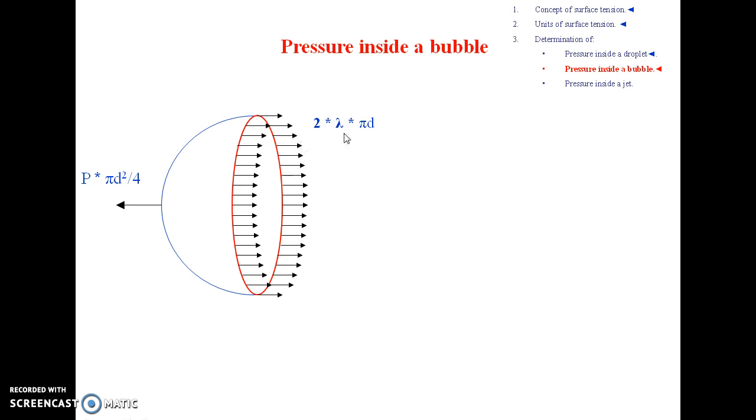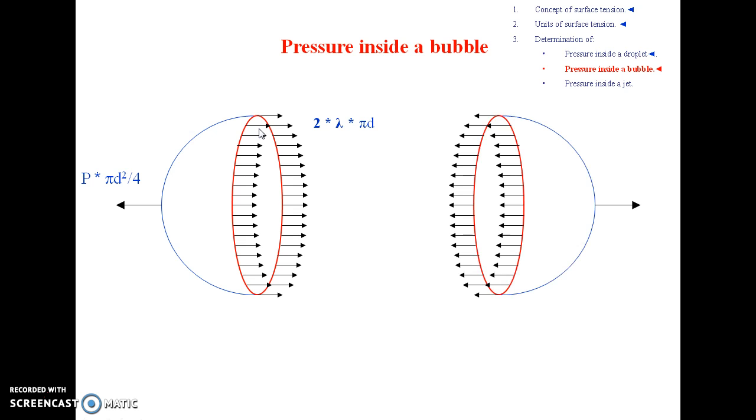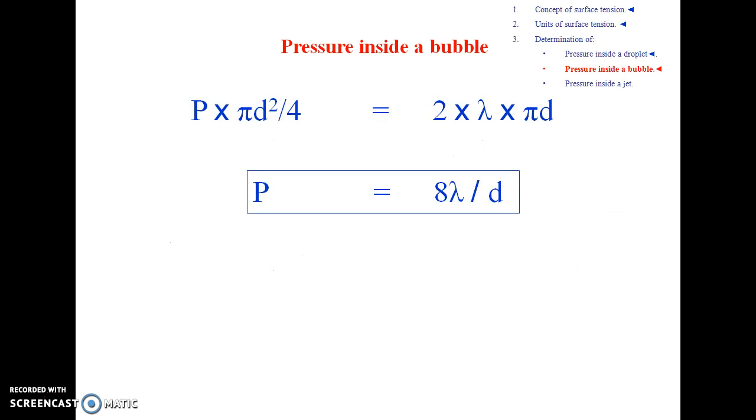It is twice lambda multiplied by pi d, because in this case there are two surfaces, one on the outside of the bubble and one on the interior of the bubble. Same is the case with the second half. So in case of equilibrium, these two forces will be equated, and accordingly we will get the value of pressure as 8 lambda by d.